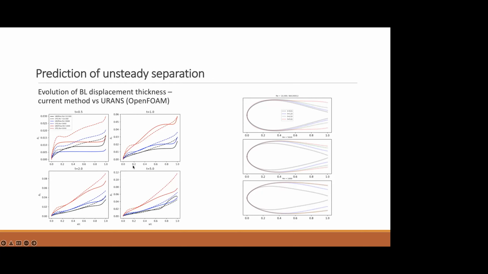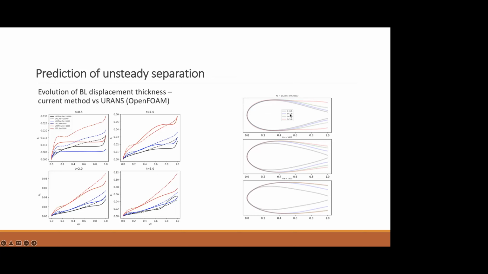Initially, our results are not very close to the CFD, and the reason for that is because the initial conditions in our method and in the CFD are quite different. But as time progresses, we can see that the displacement thickness predicted by our method is very close to that which is predicted by the CFD. And on the right, we see how exactly our method works.